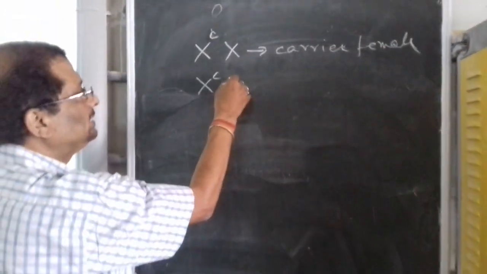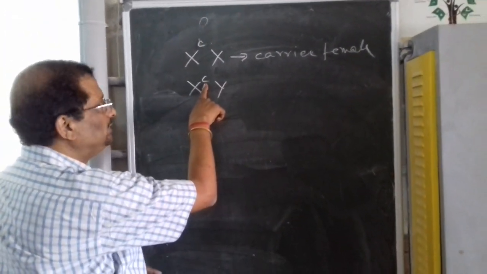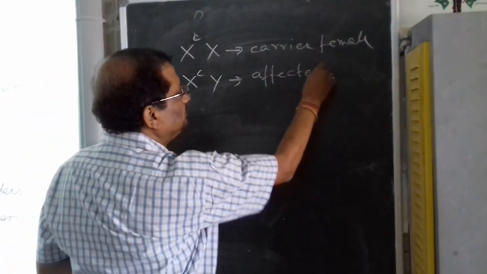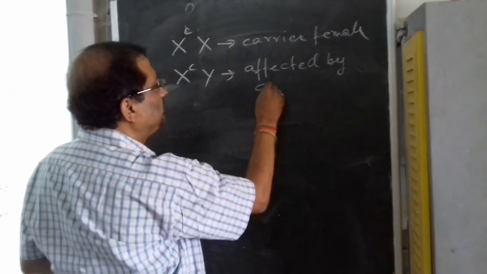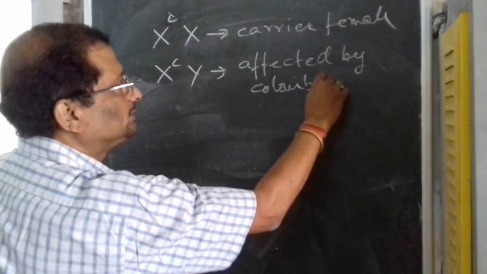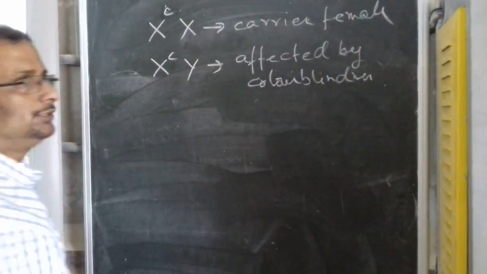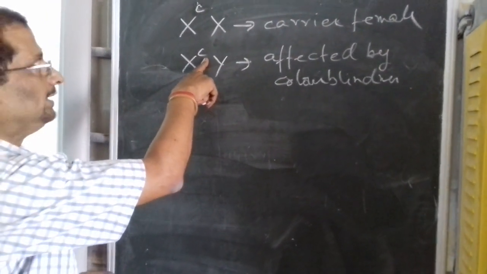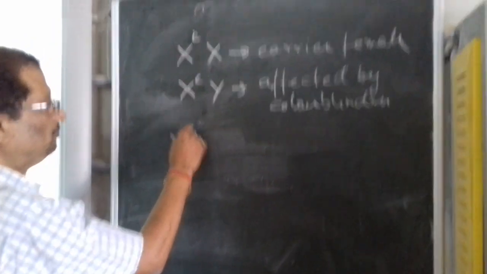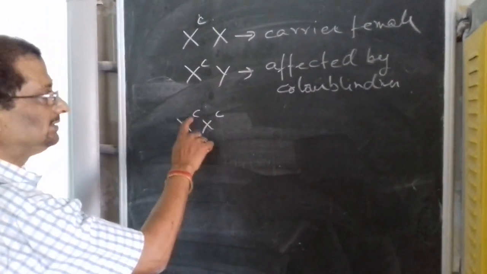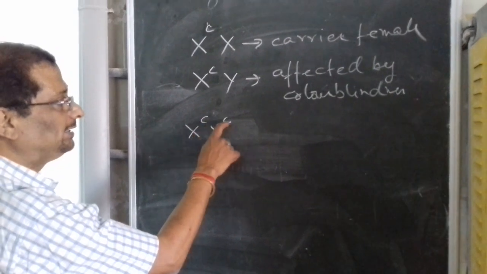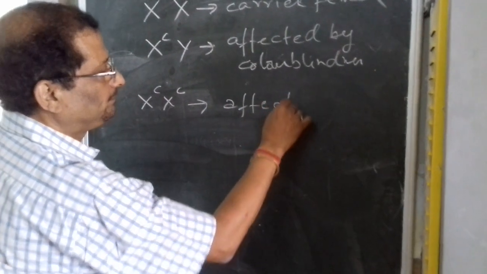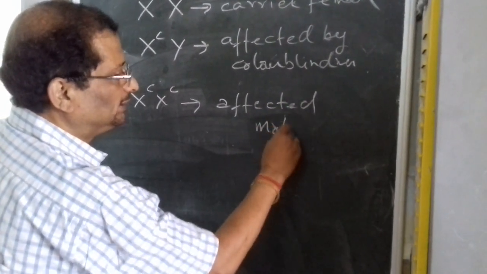If the father is having this recessive gene which is denoted in small letter, the father will be affected by color blindness. So in case of father, he will always be colorblind if he possesses the gene. Mother can be a carrier. Mother will be affected when both the genes will be in homozygous condition, that we say that both are in small c. We see it is an affected mother.